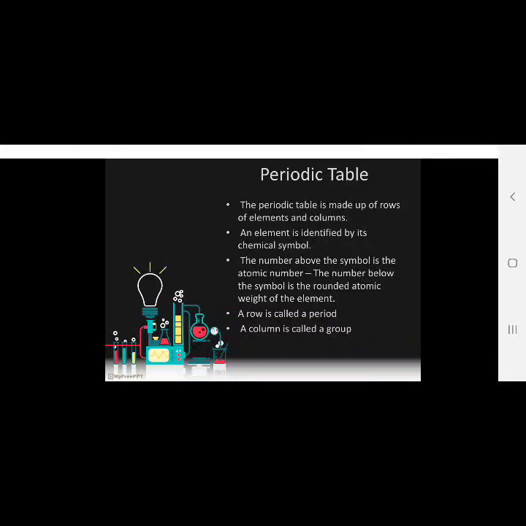An element is identified by its chemical symbol. The number above the symbol is the atomic number. The number below the symbol is the rounded atomic weight of the element.